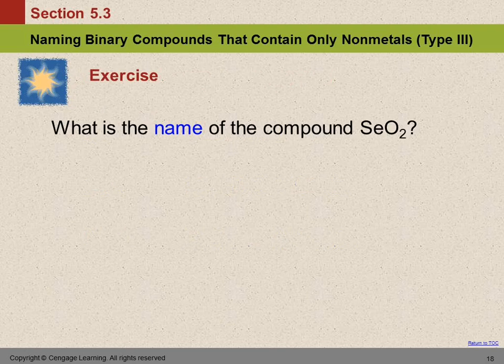So here's an example. What's the name of this compound? Is selenium a metal? No. So we can use prefixes. Woohoo! So selenium, there's only one, but we don't use the prefix mono. And then what do we do for that 2 oxygens? Dioxide.